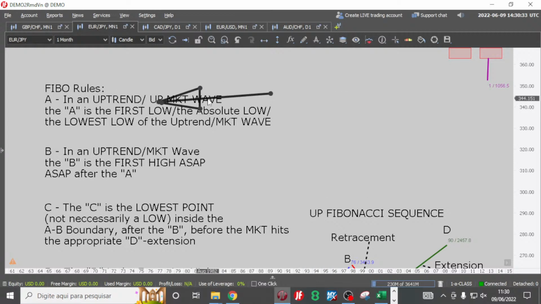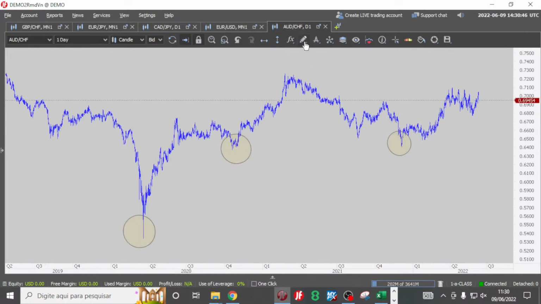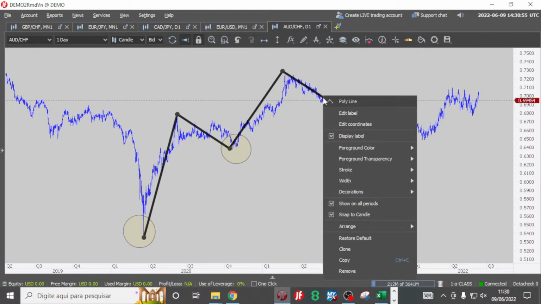In an uptrend or up market wave, the A is the first low, the absolute low, the lowest low of the uptrend or market wave. So we've learned market wave, extension, retracement, extension, retracement so far.